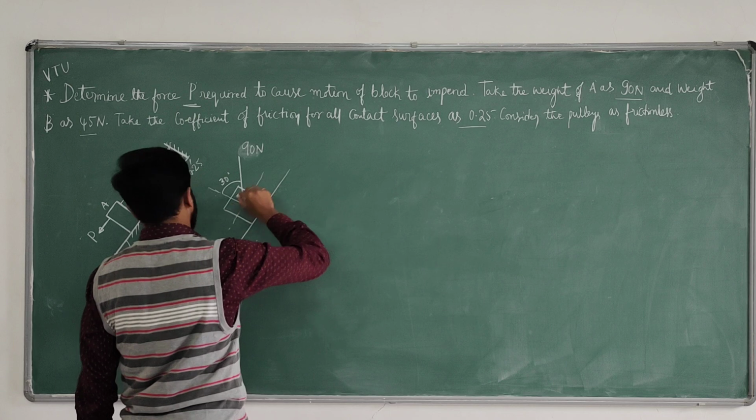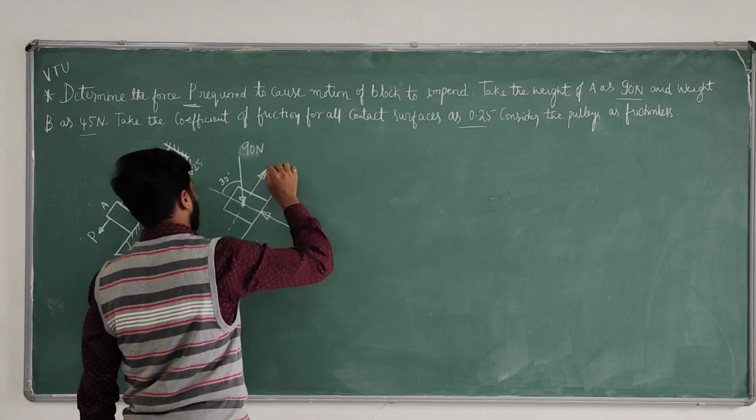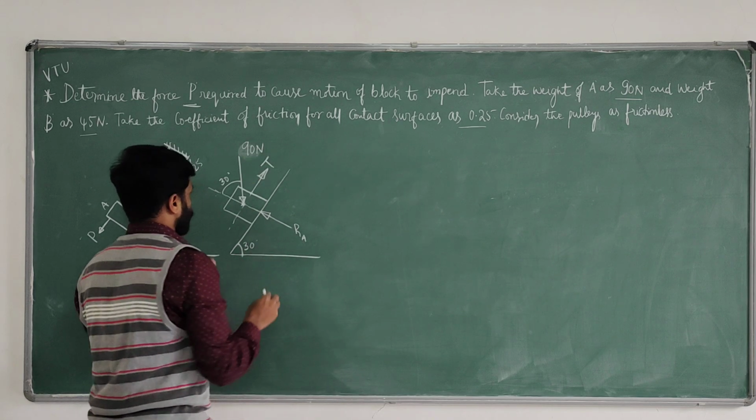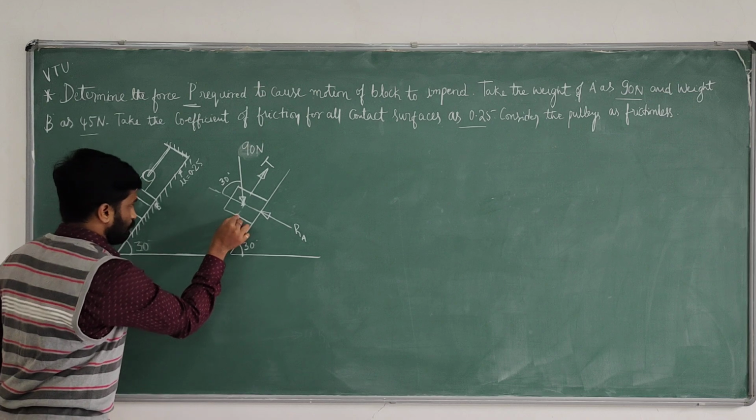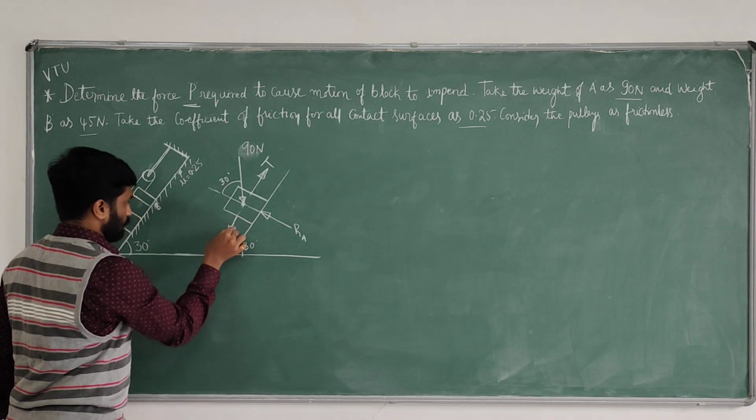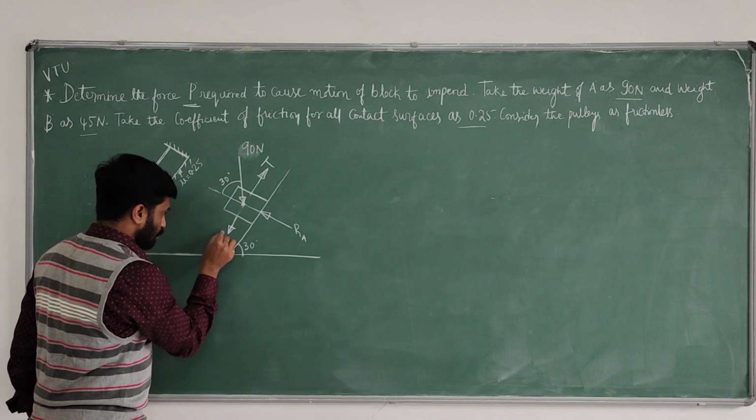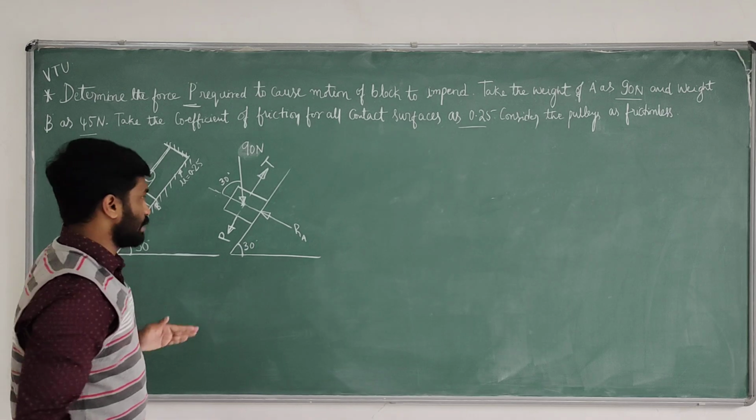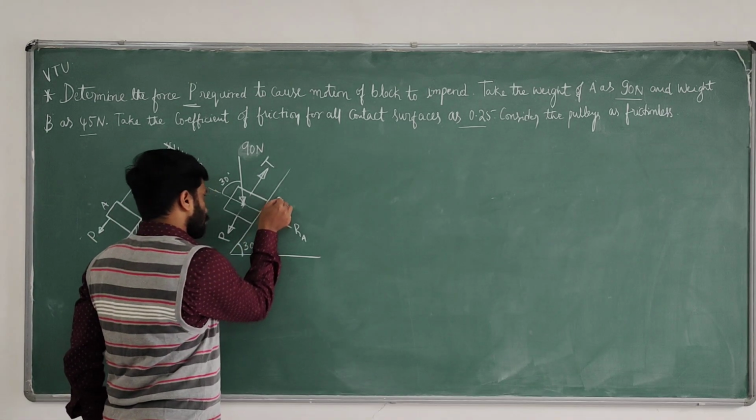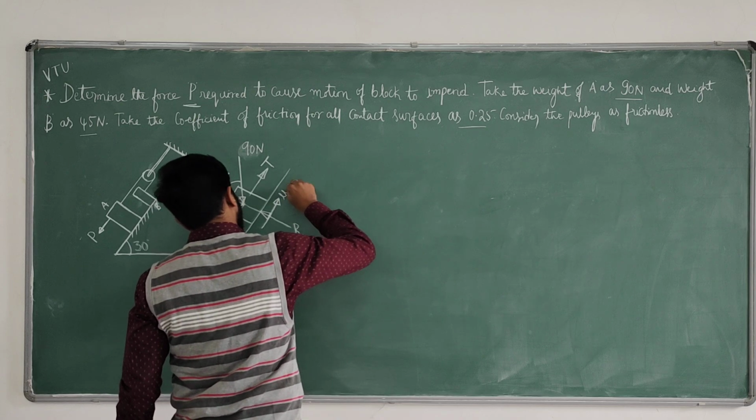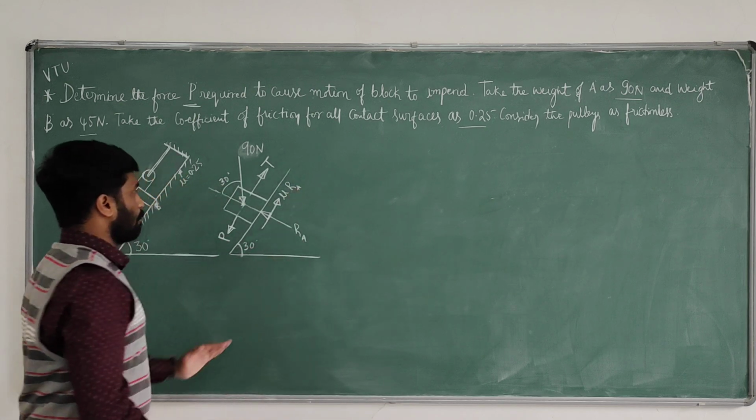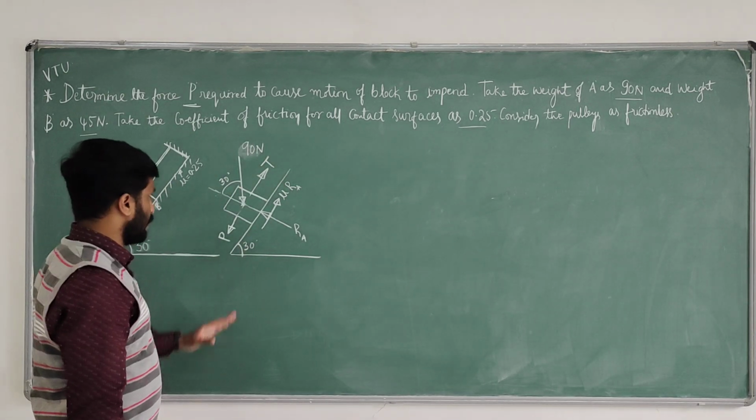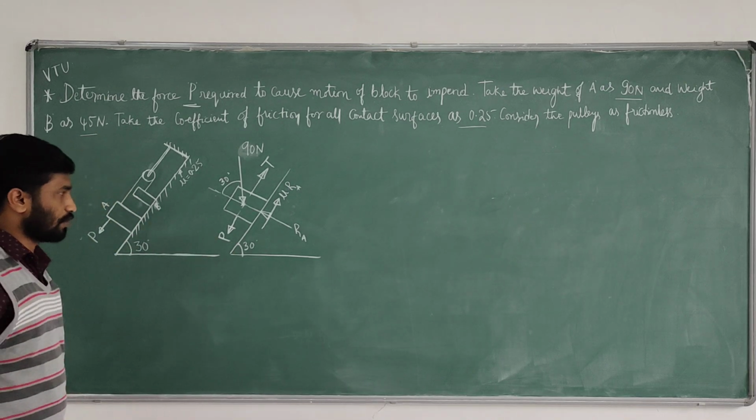There is a reaction RA, and this is a tensile force because of the cable string, therefore this is string tension T. Because here you are applying force P, because of this force P the block is trying to move in this direction, therefore the friction will develop in the opposite direction. The frictional force is mu times RA. This is the free body diagram for block A.